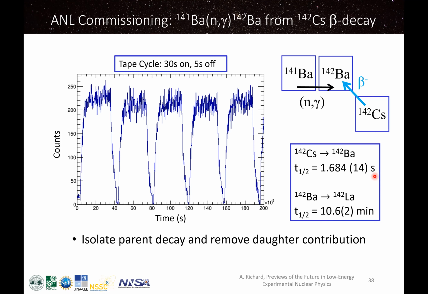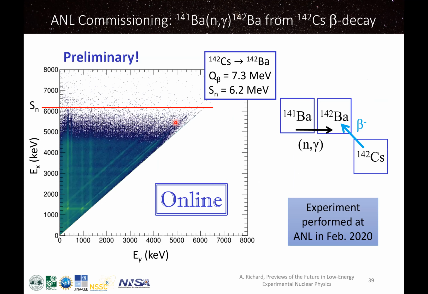So in terms of what the data actually looks like, showing here counts versus time. This is a tape cycle where we accumulate for 30 seconds, observe the decay for 5 seconds, and then move the tape out of the way. And so that's what this looks like. So we're accumulating for 30 seconds, turn the beam off, observe the decay, and then we move the tape, accumulate for 30 seconds, stop the beam, decay, move the tape, and so on. And so then we can stack these growth and decay curves on top of each other to get things like the half-life, and then to construct the Beta-Oslo matrix that looks like this.